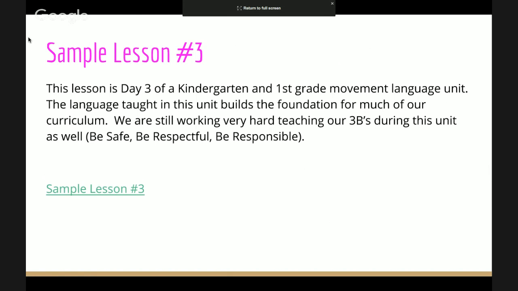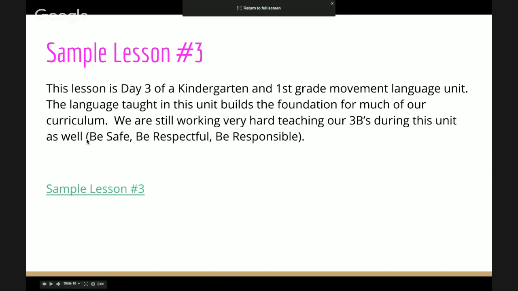The reason I want to talk about this just quickly is because the language in this unit builds that foundation for much of our curriculum throughout the whole school year. It's still working very hard to teach our 3 Bs during this unit, which is be safe, be respectful, and be responsible.